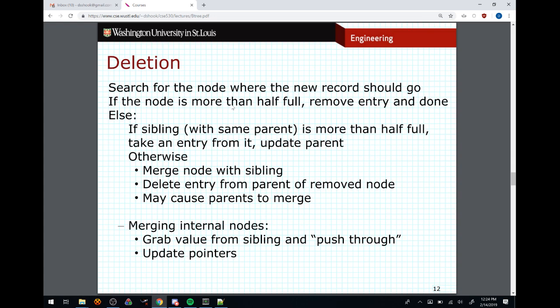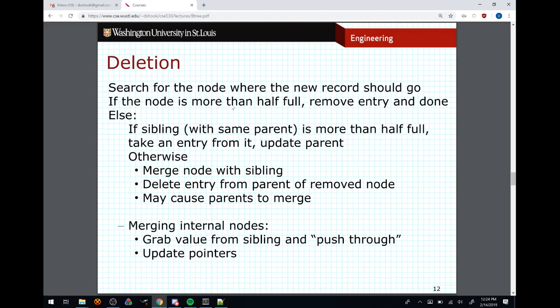Once I find that node, I now have some options, right? If I remove that value and the node is more than half full, I can simply delete that value and I'm good. Remember, we have that lower threshold. Every node has to be at least half full to satisfy our B+ tree conditions.